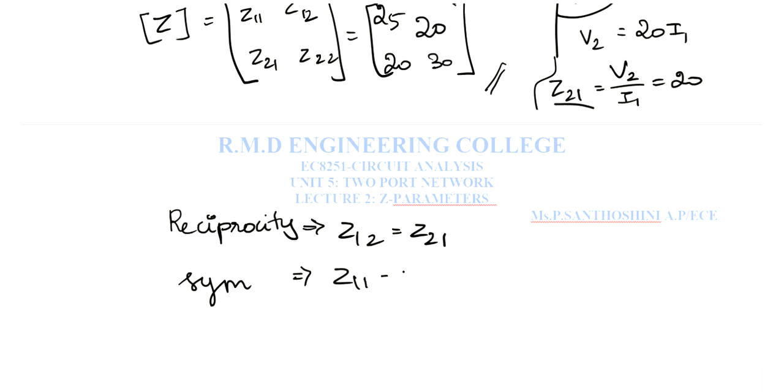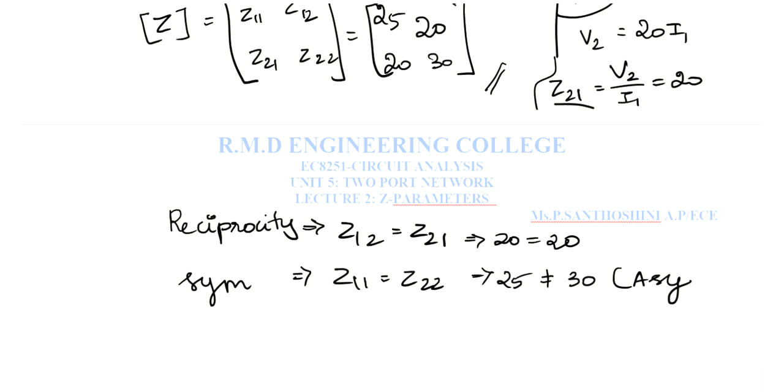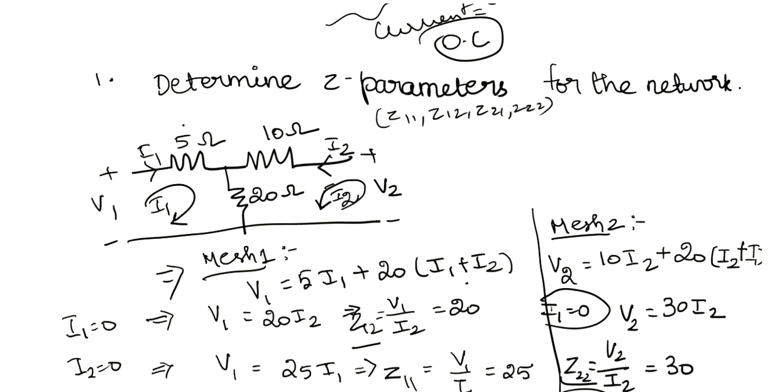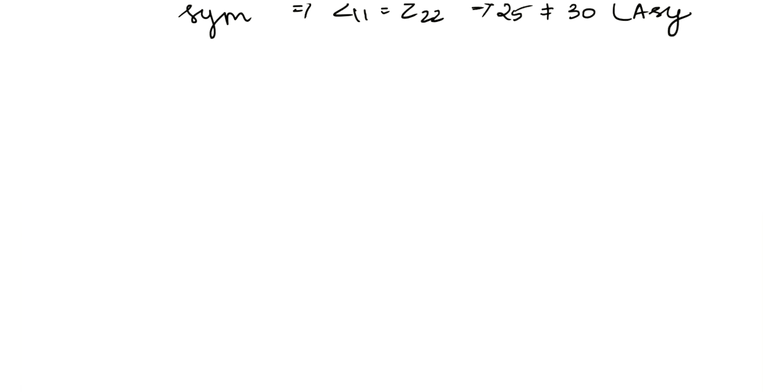And symmetricity is Z11 equal to Z22. Can you tell me, Z12 will be equal to Z21? Yeah, 20 equal to 20. But is Z11 equal to Z22? If it's not, then it is not symmetric. From seeing the question itself, you can tell that one will contain 5 and 20, the second will contain 5 and 20. So definitely it is an asymmetricity property. So two more questions. Now taking the second sum.